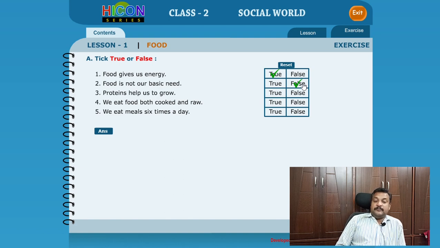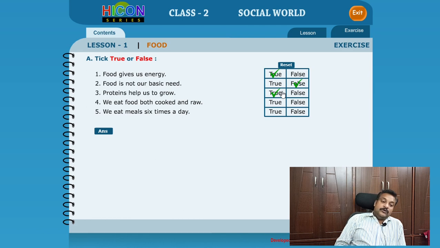Now, proteins help us to grow. Yeah. It's a bodybuilding food. Proteins help us to grow. So, that is a true statement because proteins are bodybuilding. So, when the body builds, we grow.